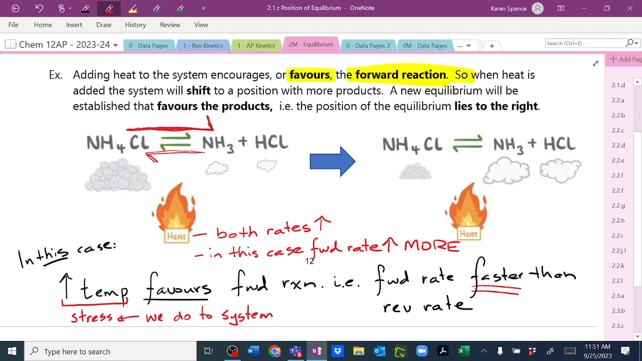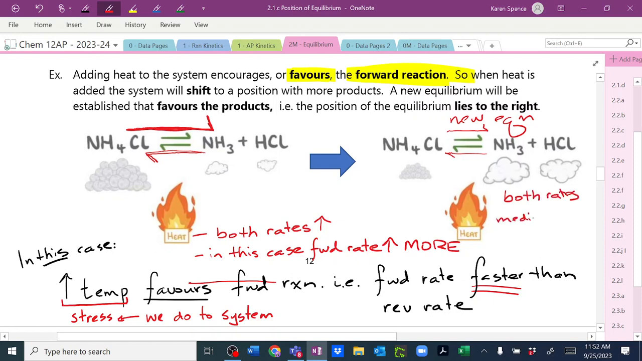The forward one becomes faster, the reverse one becomes a little bit faster. And then eventually, I can't make my arms more than two different sizes, but you kind of get the idea. If they're kind of slopey, that's kind of medium. They both end up medium faster. This one went really faster, this one went a bit faster. They both end up medium faster. Okay. So we're now at a new equilibrium, and both rates are medium faster.